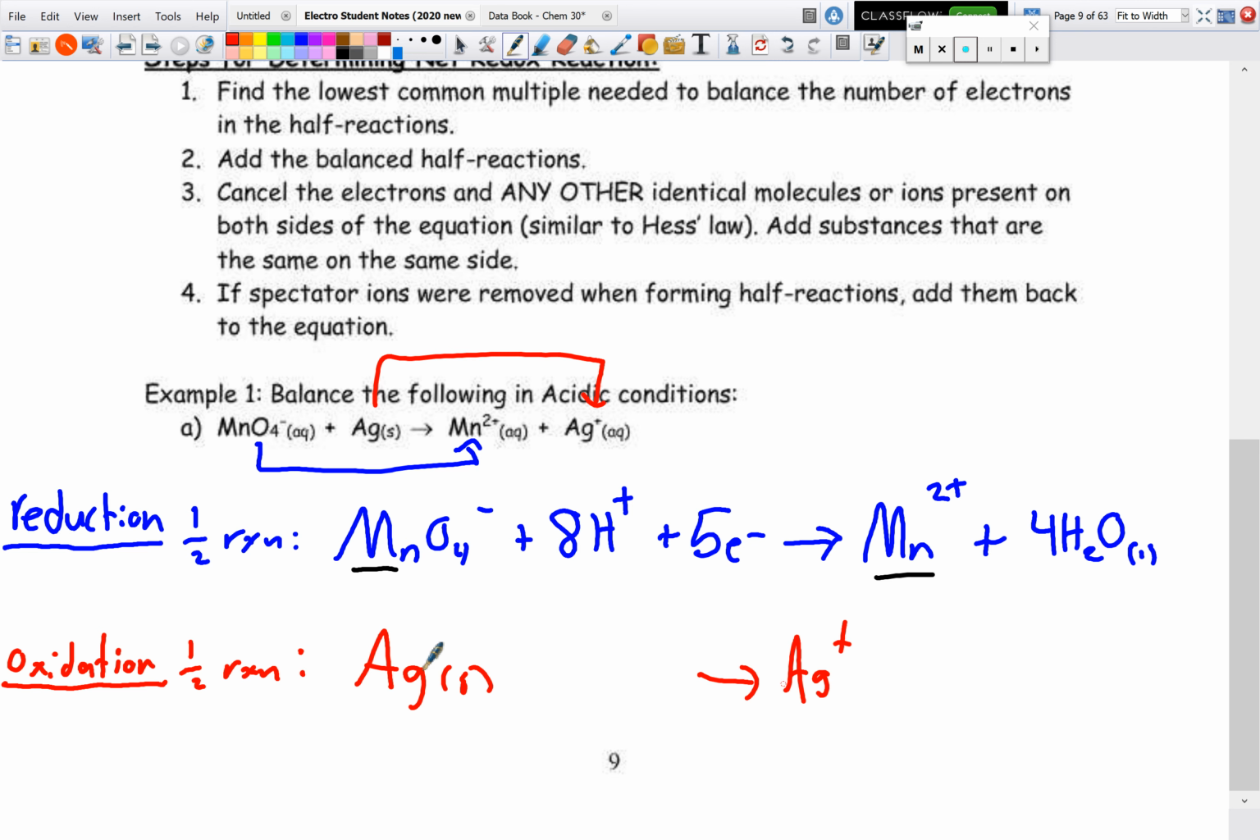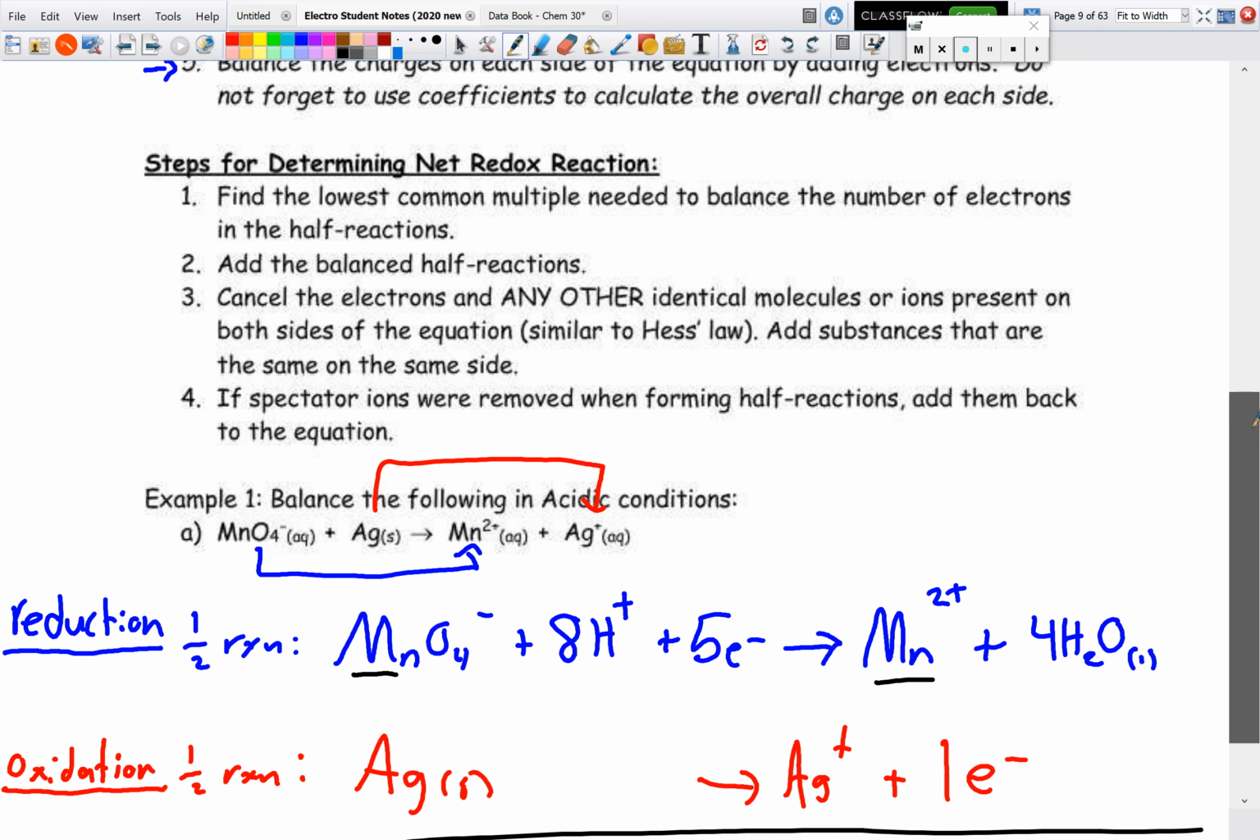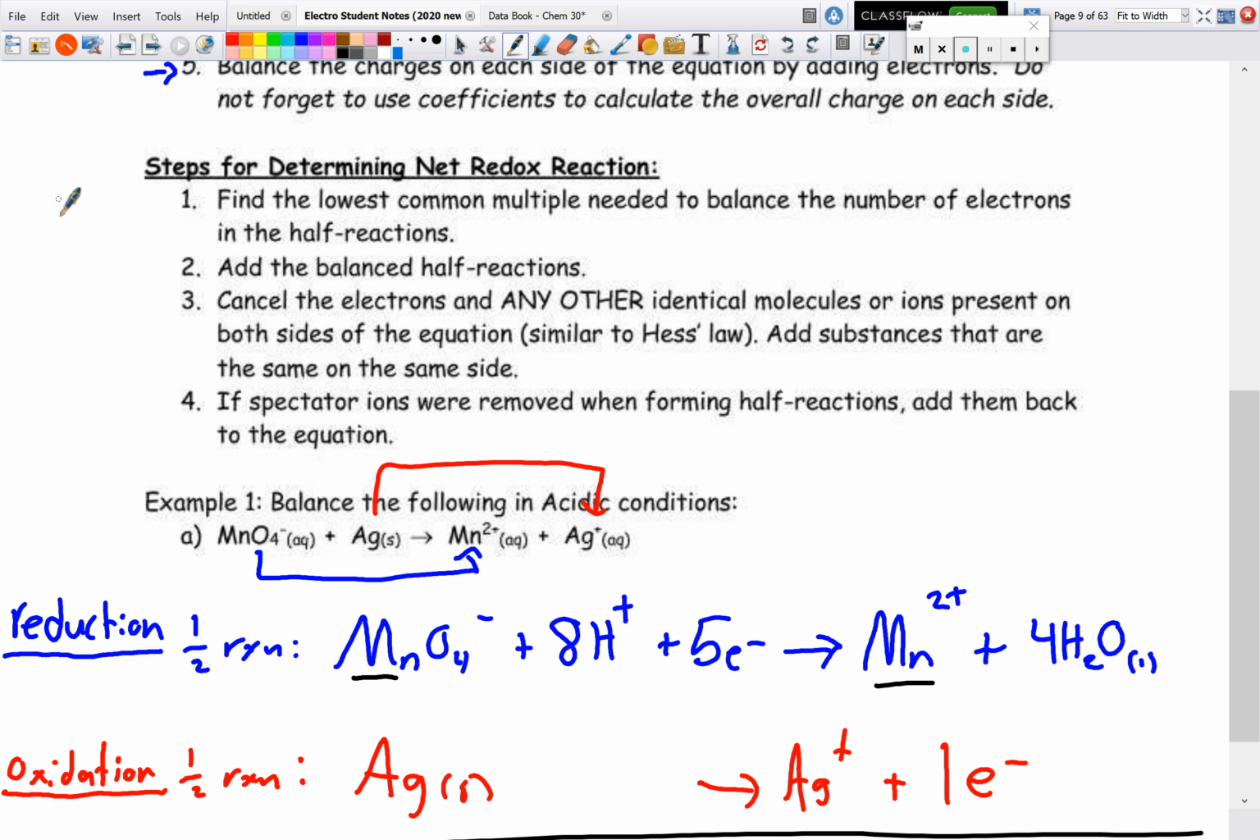And in order to do that, we have a 0 charge on my reactant side, we have a +1 charge on my product side, so I need to add 1 electron to balance them out. All right, and then of course, last step is getting the redox, so adding them together. So steps for determining the redox reactions are right here.